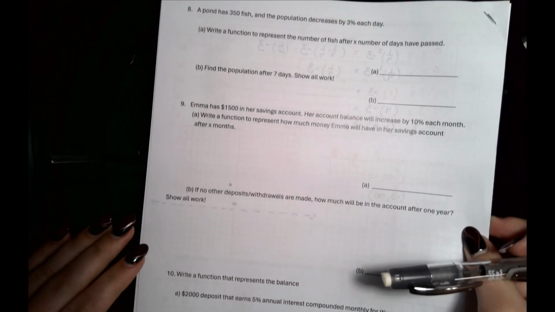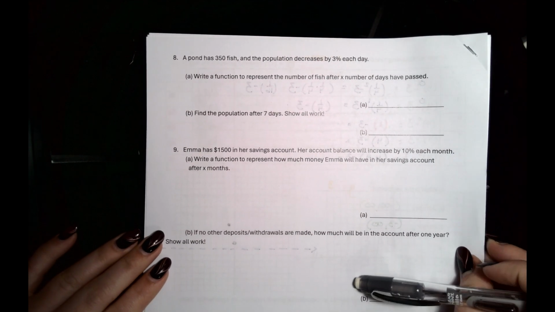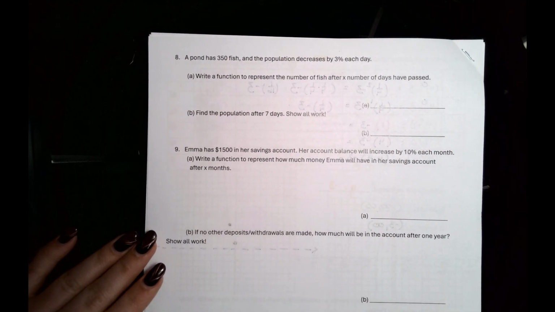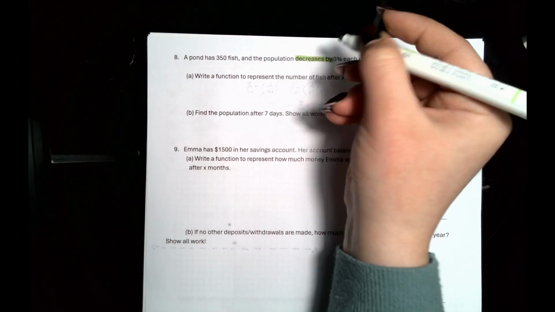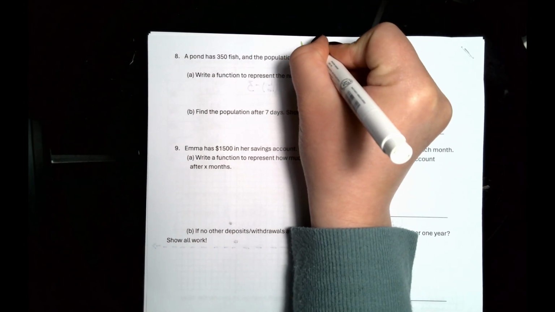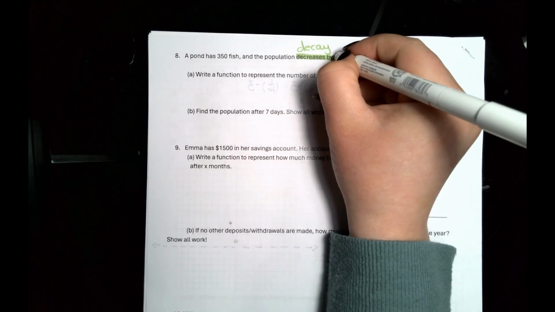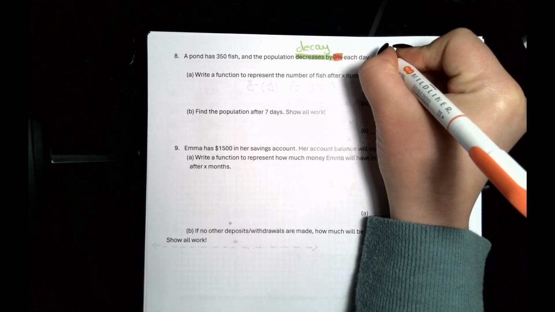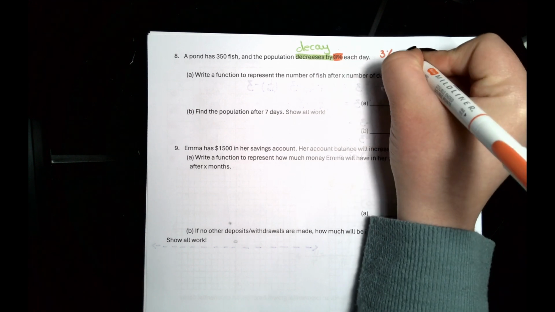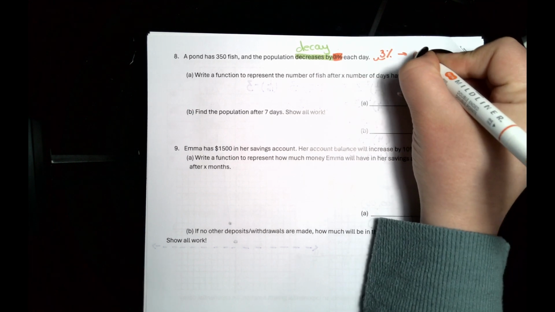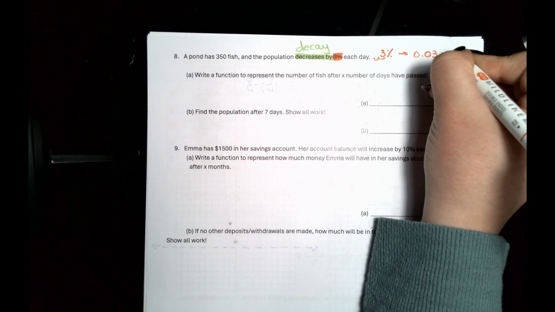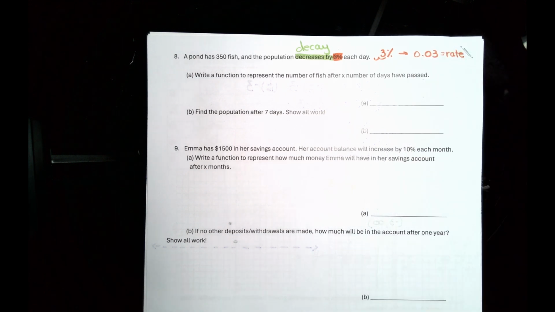Question number 8. A pond has 350 fish. The population decreases. Keyword here is decreasing. That means we have growth versus decay, and this is decay. And we are decreasing by 3%. 3% needs to be converted into a decimal of 0.03. This is our rate. Okay, we're going to have a rate of 0.03.